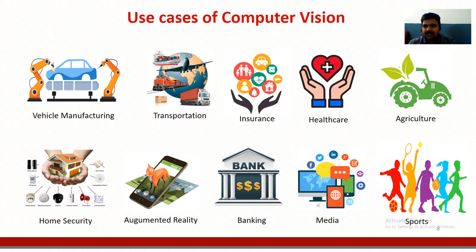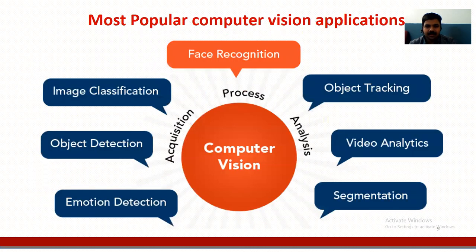Then in the healthcare industry, then in agriculture, then home security systems. Nowadays, we can leave the home as it is without locking it, but with the help of some remote devices, we can lock it wherever we are. And we can also monitor what is happening in our home from remote locations. Then augmented reality, then banking systems, then media, sports. So in all these areas, we are using computer vision. And some of the most popular computer vision applications are emotion detection, and object detection is another important application, image classification, face recognition, object tracking, video analytics, and segmentation.